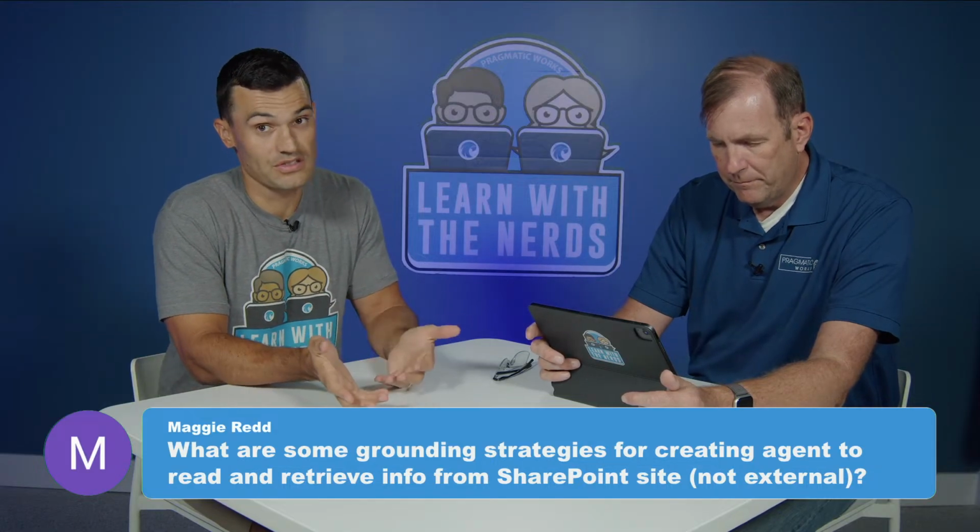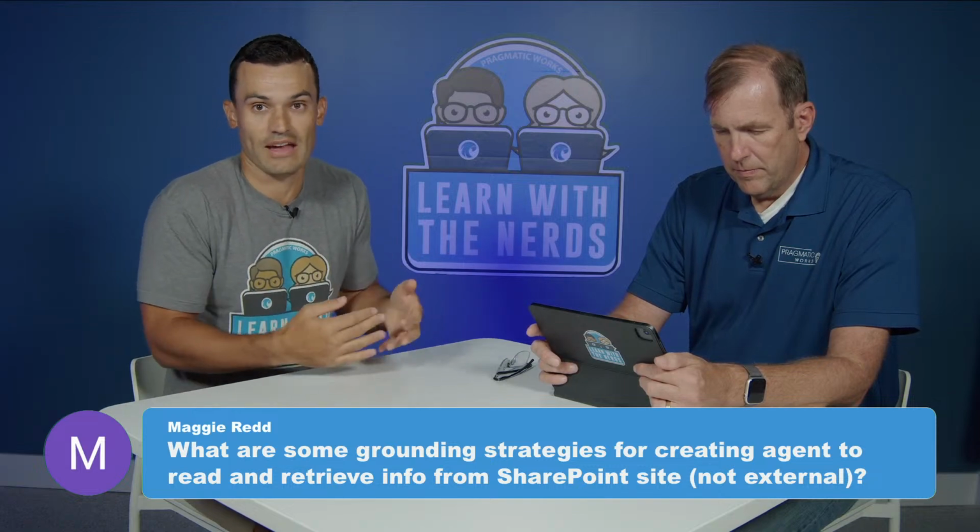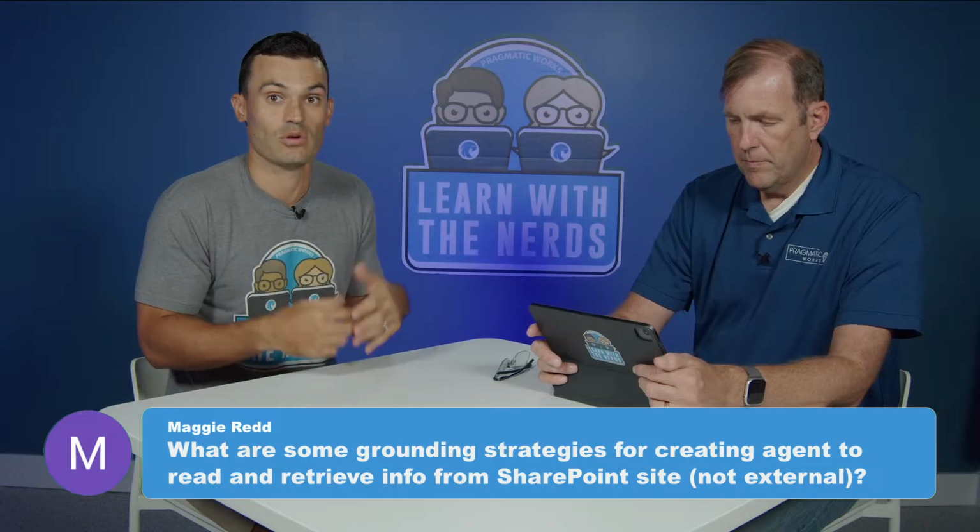This is from Maggie. What are some grounding strategies for creating agents that read or retrieve data from SharePoint sites, not external? So we're looking at internal agents for, say, employees, right? Well, there's Copilot inside of SharePoint. So that's one option, to just enable that for your SharePoint site and ask questions there. But some other strategies around that, you really have to think about accessibility, right? We want to be able to pass that information to internal users. In most cases, SharePoint is an all-in kind of security model. They have to be a member at least of the site in order to retrieve information.